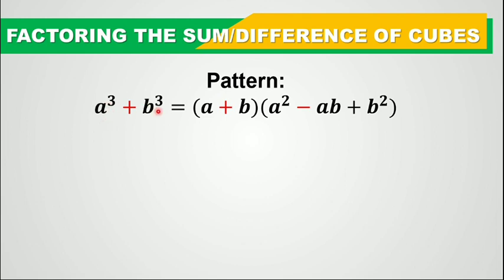And then the other factor would be just square the first term, and then if this is plus, this should be minus. So they are opposite with each other. And then minus the product of the first term and the second term, so ab, and then plus the square of the second term. All you just need to do is to memorize, familiarize or understand this pattern so that you can easily answer these kinds of questions.